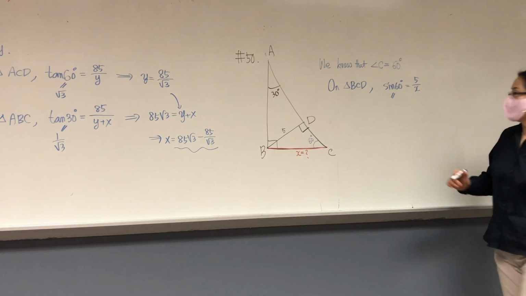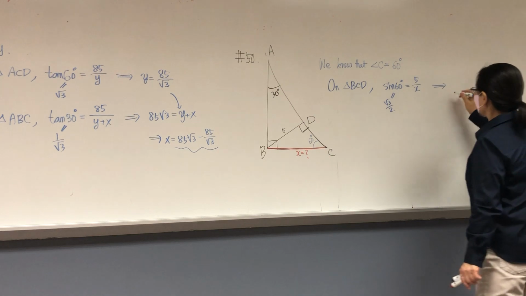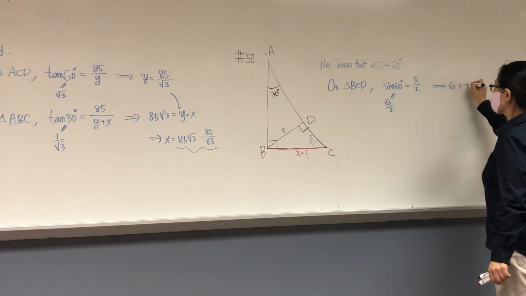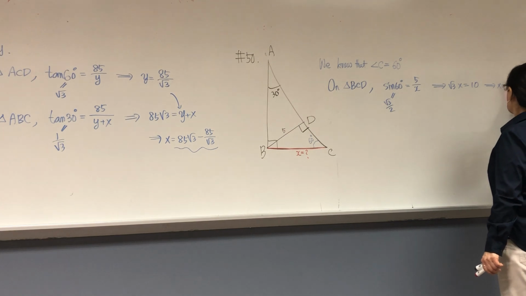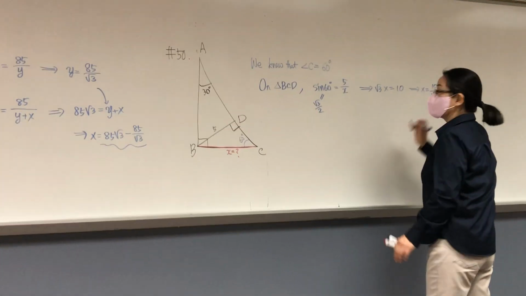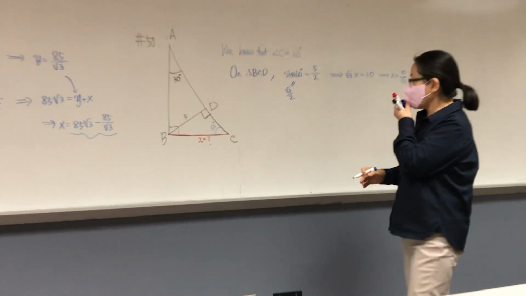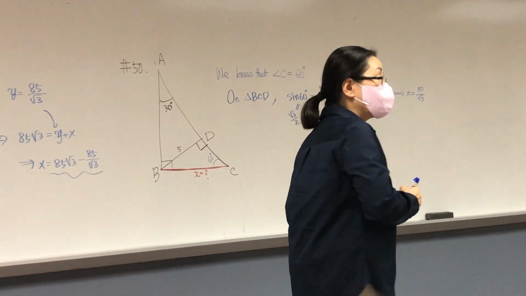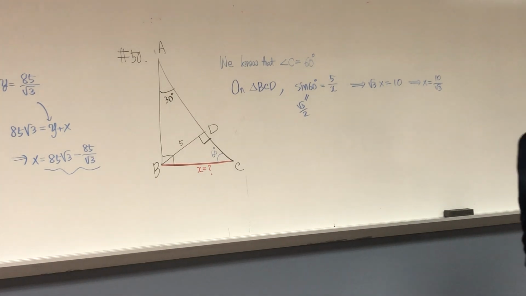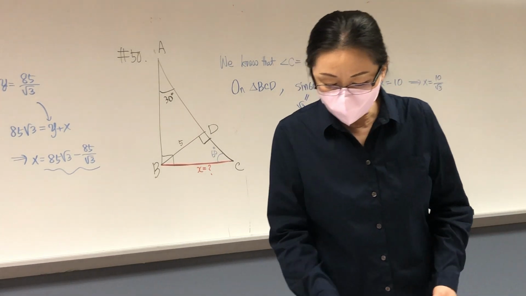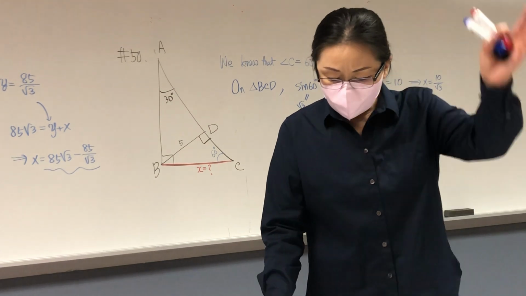Square root of 3 over 2. Yes. So square root of 3 x equals 10. Am I right? So x equals 10 over square root of 3. Yes. Okay, you can change it, but okay. So we solved it. Very important. Practice more.